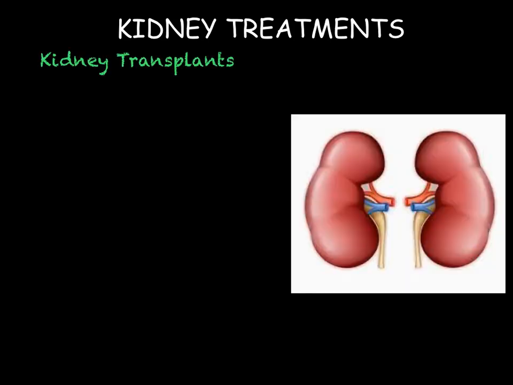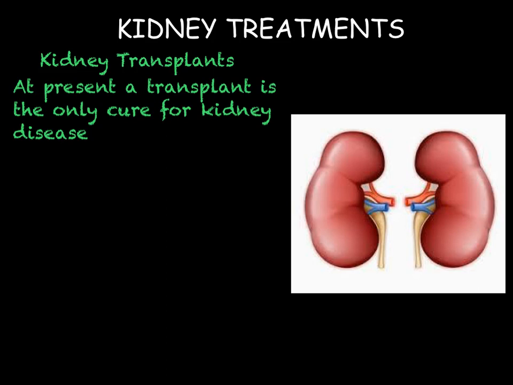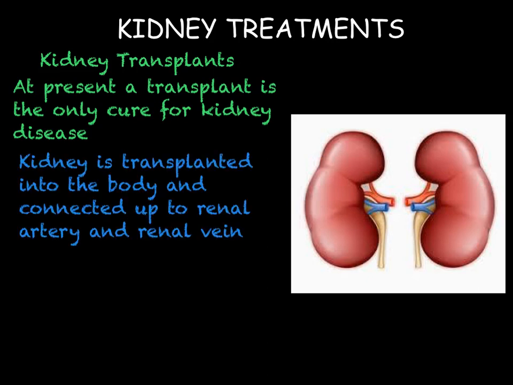The second treatment you need to know are kidney transplants. At the moment, a kidney transplant is the only cure for kidney disease. The donor kidney is inserted into the patient's body and connected up to the renal artery and the renal vein, just like a normal kidney. Kidneys are often donated by family members, as you can live perfectly healthily with only one kidney of your own.